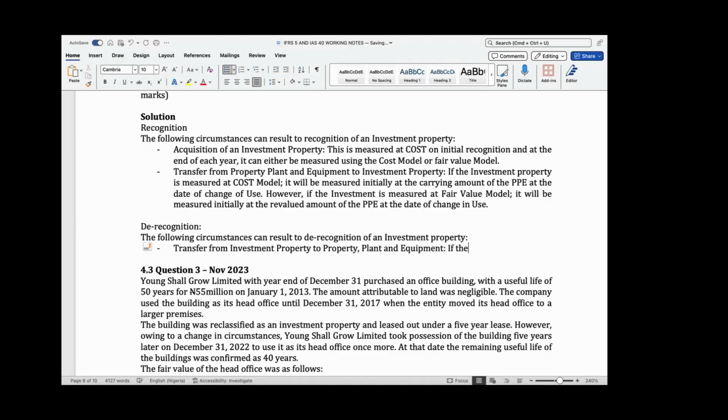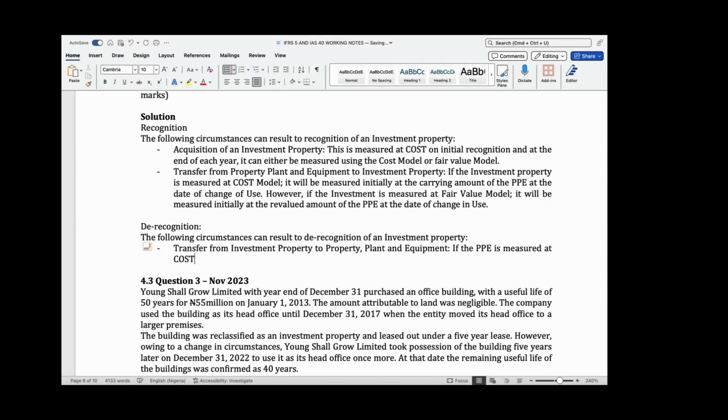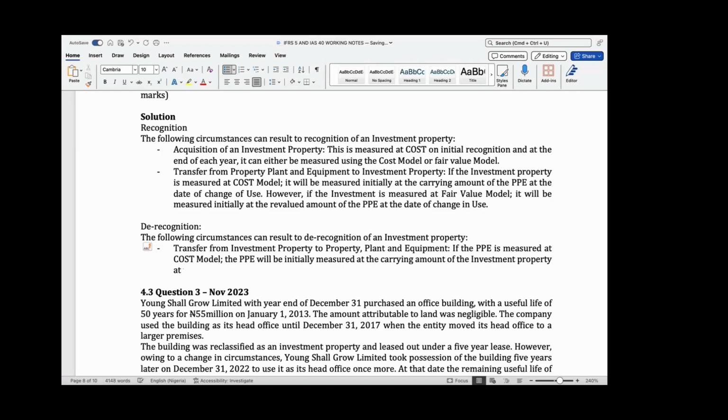So, if the PPE is measured at cost model, the PPE will be initially measured at the carrying amount of the investment property at the date of change of use.